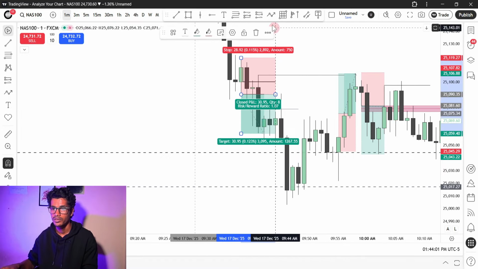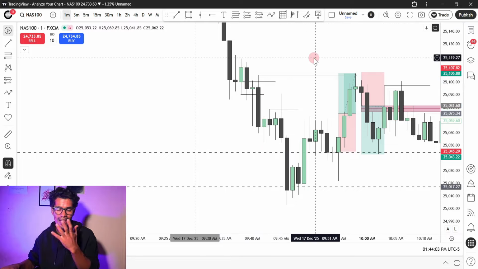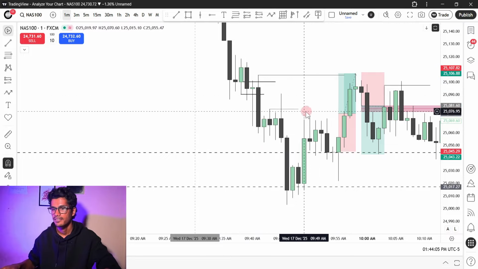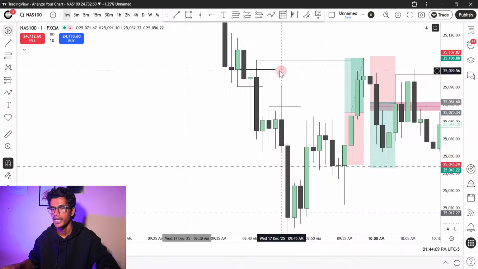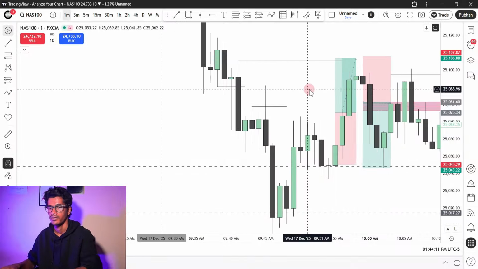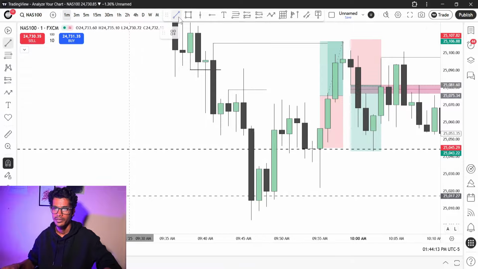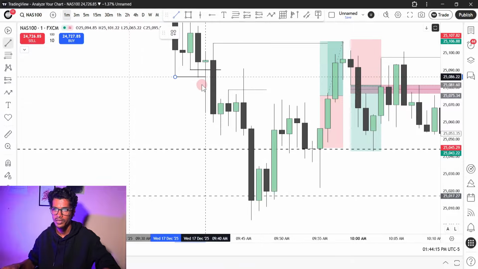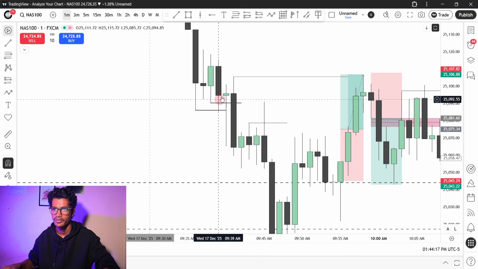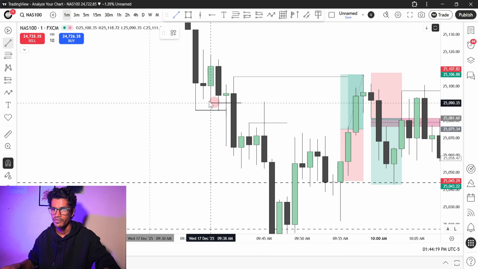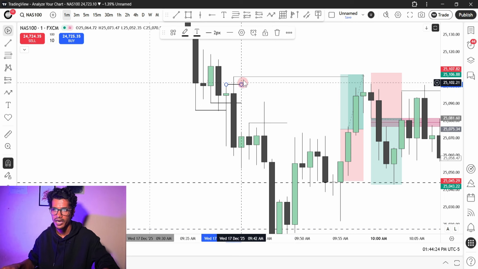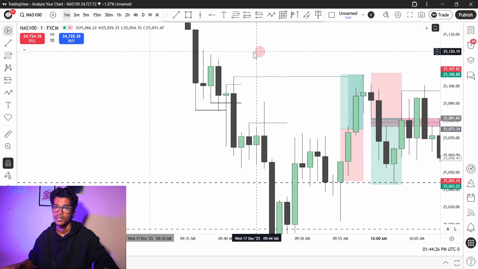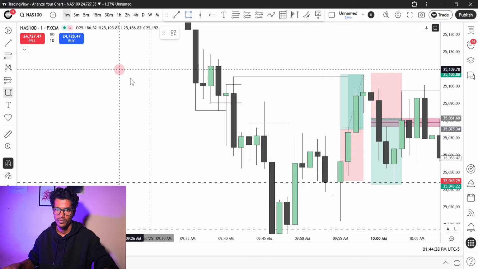Then let me show you the second example. So that was the order block entry, nothing else. Now here's the thing. We broke this low here, and after breaking that low with this candle right there, we swept that candle's high. Now what do we see?